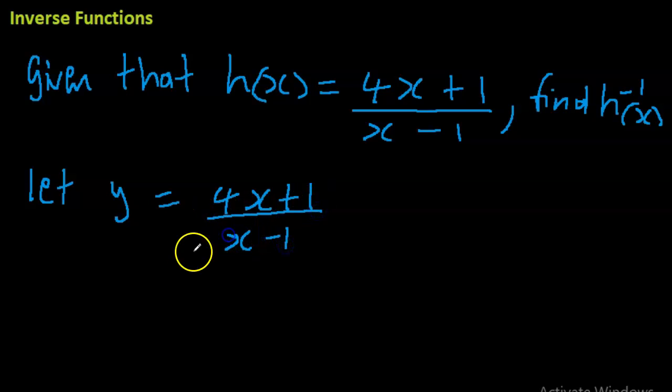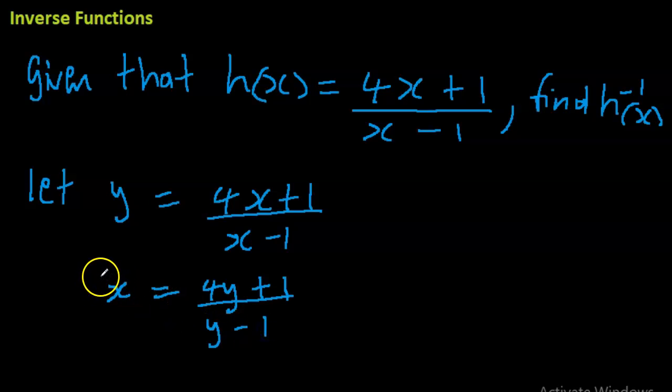And then the next step, we interchange x and y. So interchange x and y. So where you have y, you put x. And where you have x, you put y. And then we need to get rid of the denominator. So we multiply both sides by the denominator.